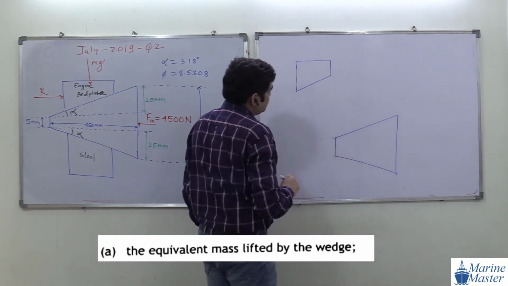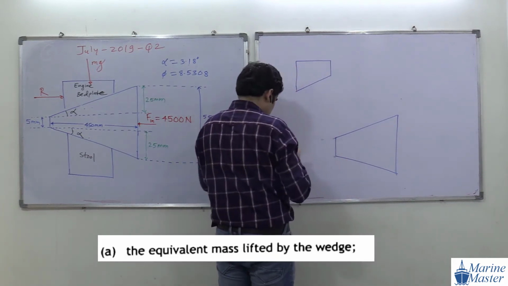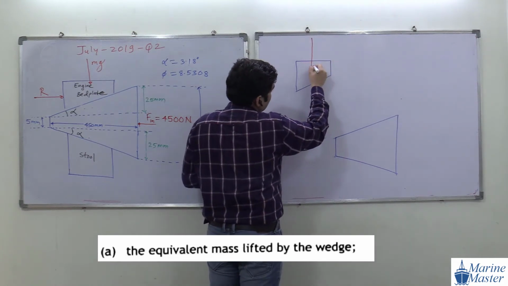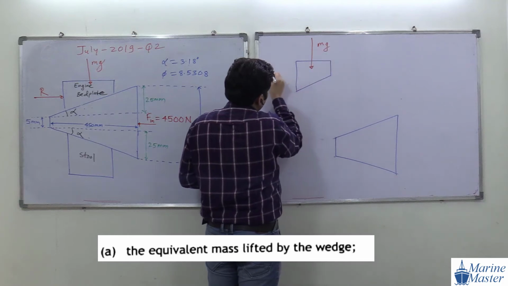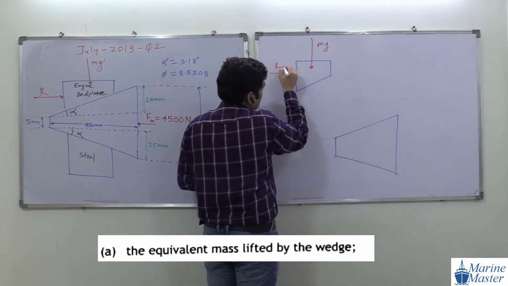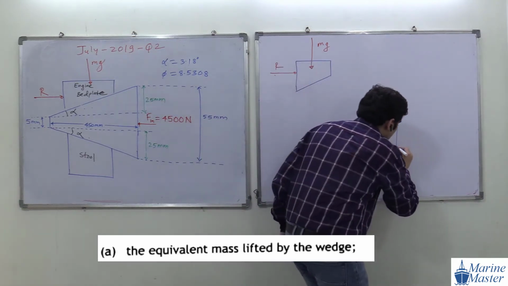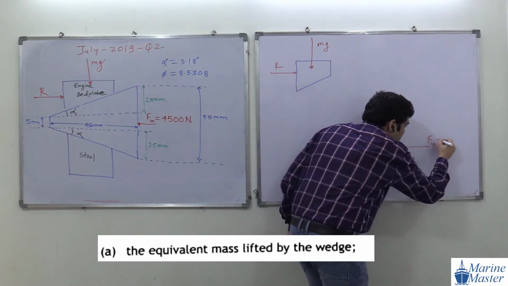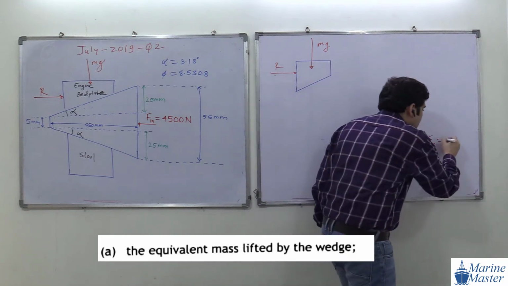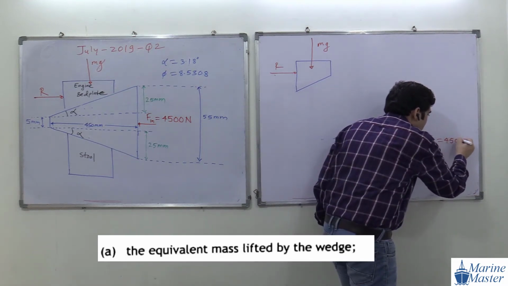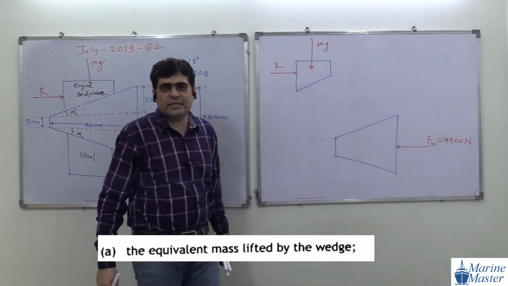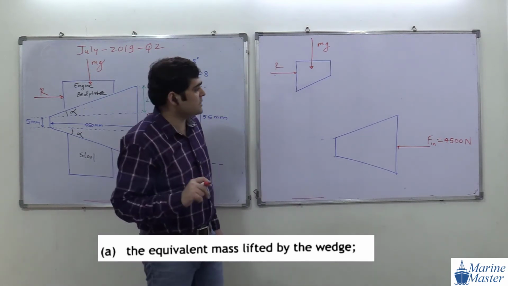Okay. Then here we have what, guys? This is mg. Here we have R. Here what do we have? We have a force, how much value of force? 4,500 Newton. 4,500 Newton. Okay, guys, are you getting my point? Try to see the scenario here, everyone.